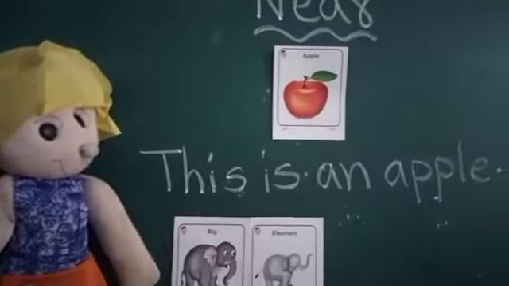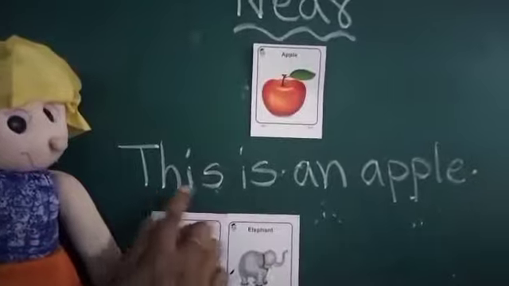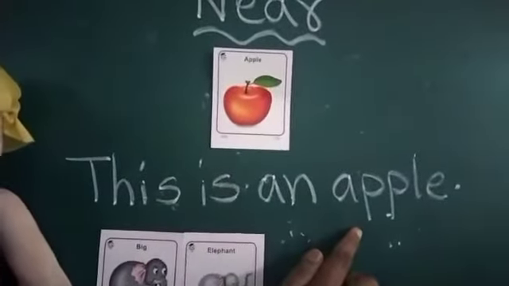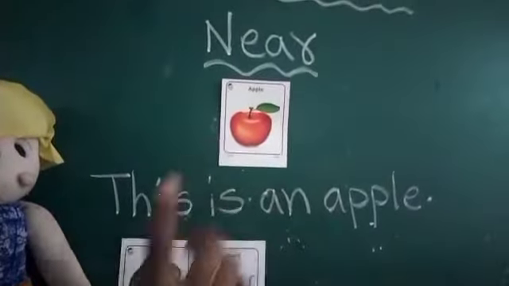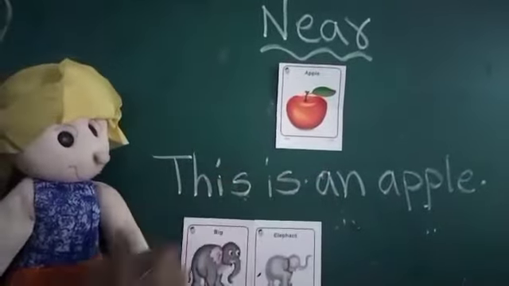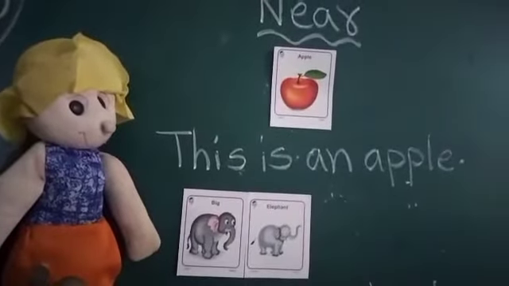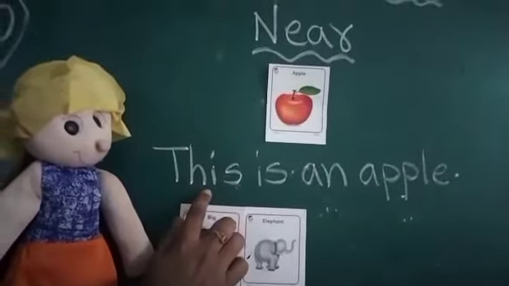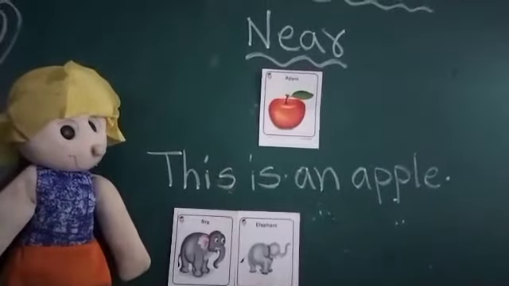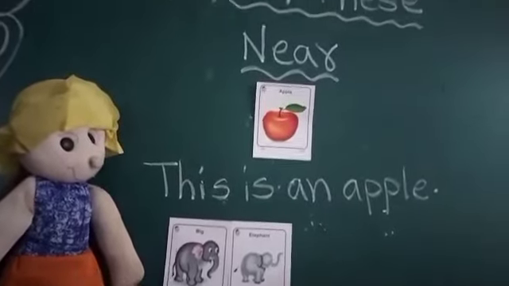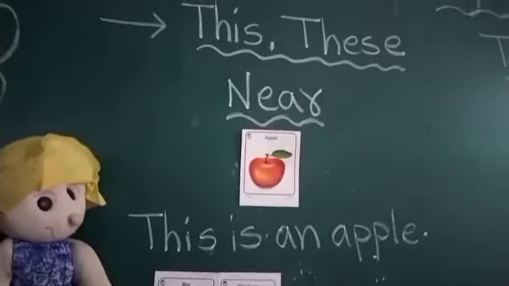So, what is Dolly telling? This is an apple. Why? Apple is single and near to Dolly, so Dolly is using "this" here. When will we use "this"? When it is single and when it is near to us, we will use "this".